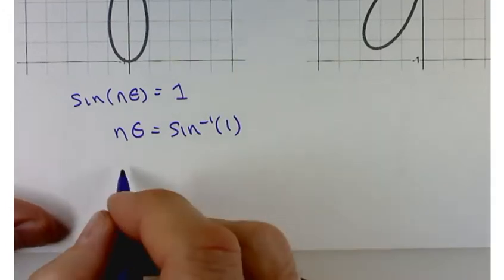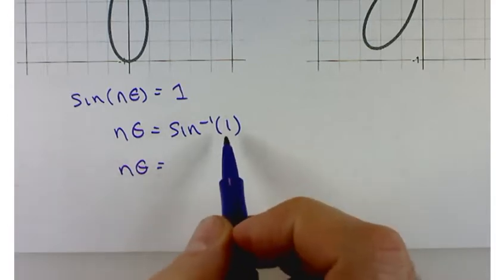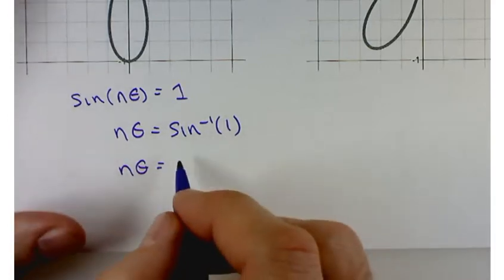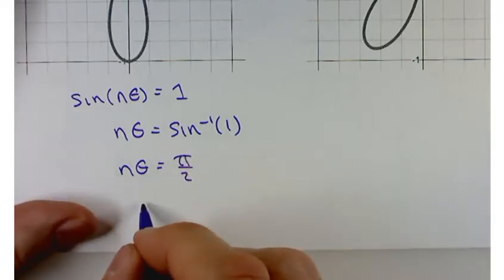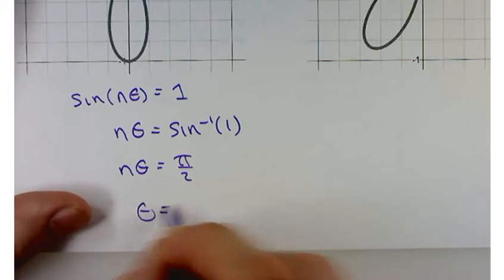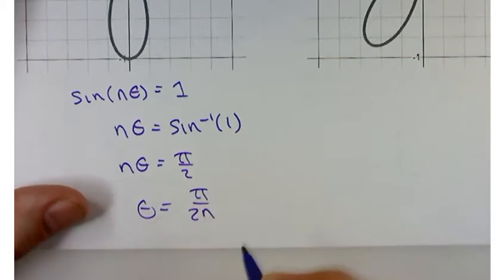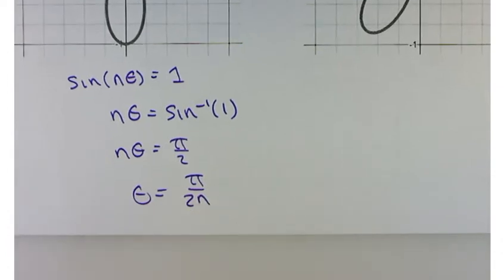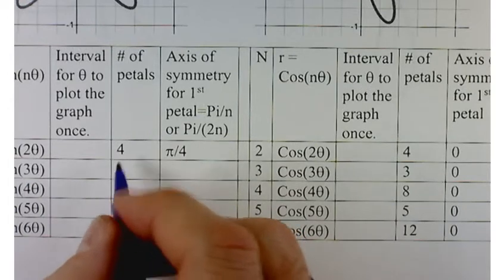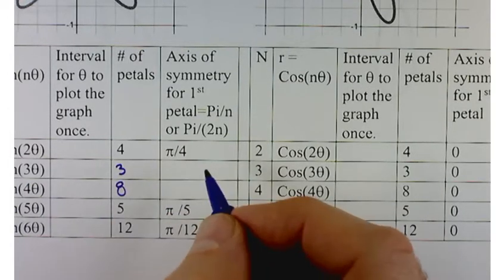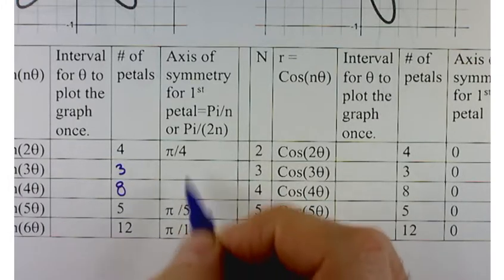What's the inverse sine of 1? What angle has a sine of 1? Yeah, pi halves. Thank you. 90 degrees. So if we divide by n, theta is going to be pi over 2n. That's going to be where you're going to get that axis of symmetry for these functions. And that's what I have down for you here on the back of your sheet. So that would be 3, 8. So see if you can't fill in these couple here.